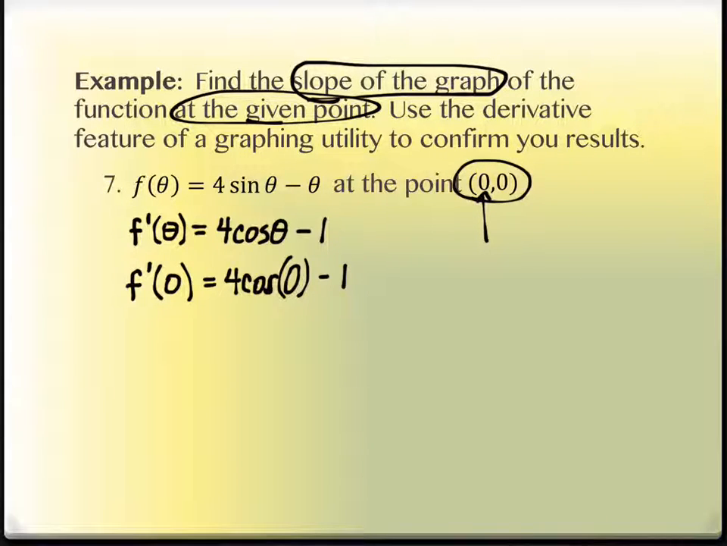But what is the cosine of 0? It's 1. And then we have that 4 there, right? So this is 4 times 1 minus 1, which gives me 3. So my slope is 3. Okay, so we're going to use a calculator, a grapher, to confirm that that makes sense. So we're going to take our calculator and we're going to graph 4 sine of theta minus theta, or 4 sine x minus x.